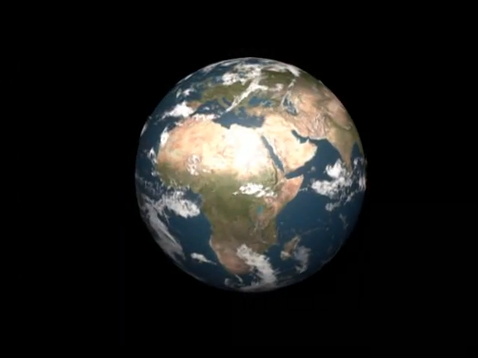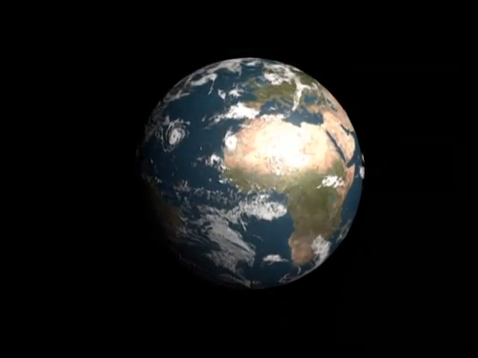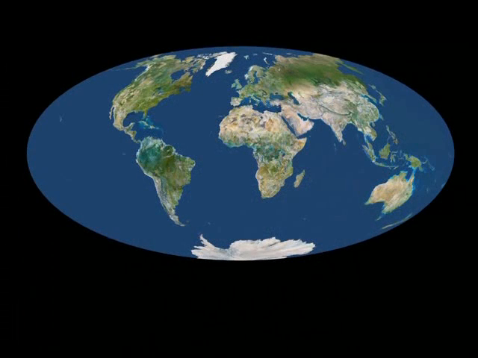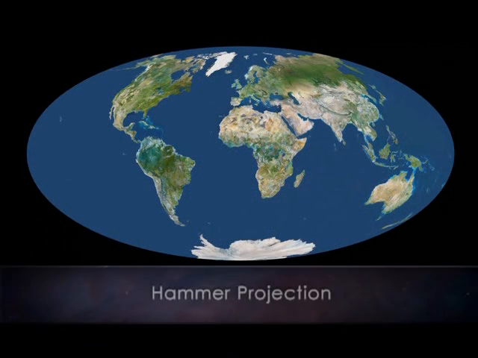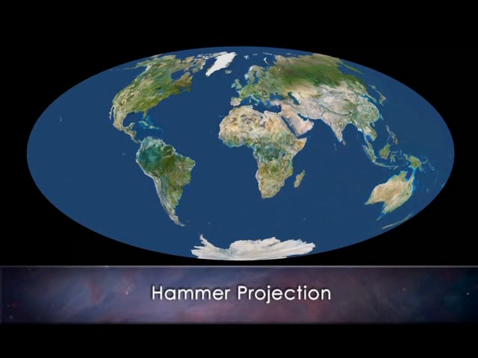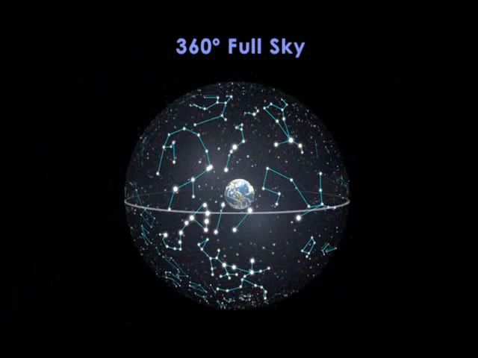Now let me explain this oval shape, because we'll keep coming across it throughout this course. If you want to make a flat map of the spherical Earth, it ends up looking like this oval. Its technical name is a hammer projection. Now, the full 360-degree dome of the sky is also like a spherical shell. So when we make maps of the whole sky, they also have this oval shape.